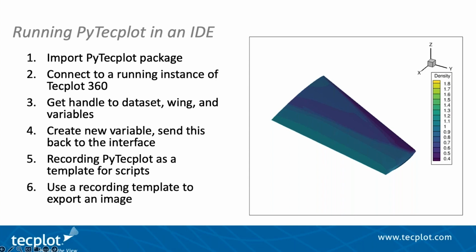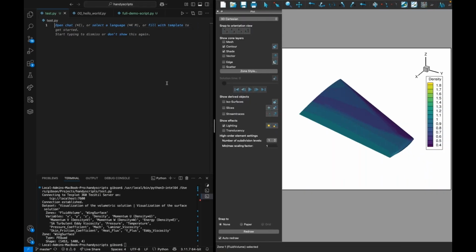All right, so with that, let's jump over here. You can see I've got Visual Studio Code on the left, and I've got Tecplot 360 2024 R1 on the right. You can see I've got a command line down here. So the first thing I'm going to do is import the Tecplot package in this fresh Python file. And then I need to somehow connect this to my open interface on the right.